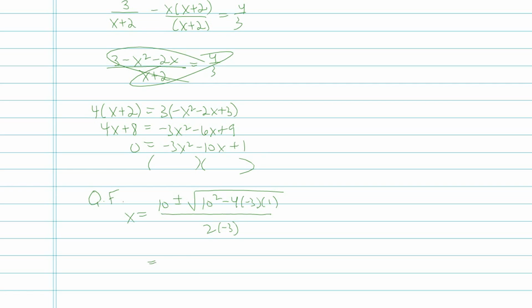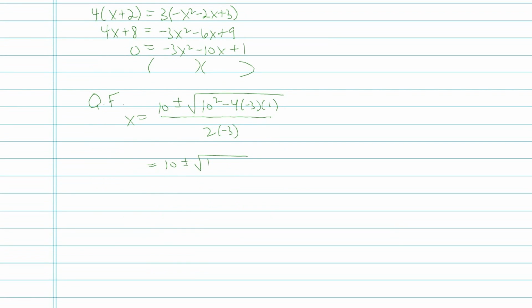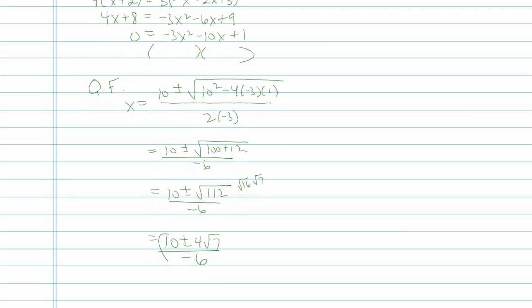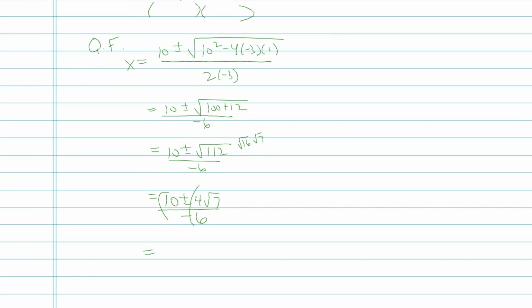Got to simplify that. 10 plus or minus square root of 100 plus 12. Square root of 112. Well, I know that 16 goes into 112. It's 16 times 7. Square root of 16 times square root of 7. So really this could be 10 plus or minus square root of 16 is 4 root 7 over negative 6. And the last thing I want to do is simplify that. I'm going to simplify 10 over negative 6 and also 4 over negative 6. It will look like 5 over negative 3 plus or minus 2 root 7 over 3. Those are my two solutions.